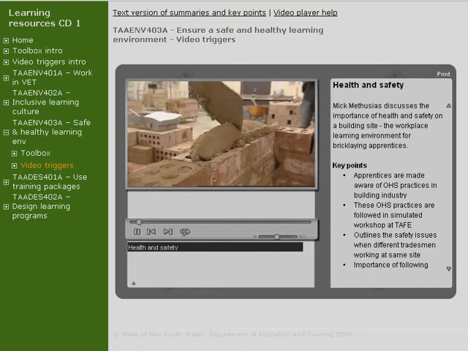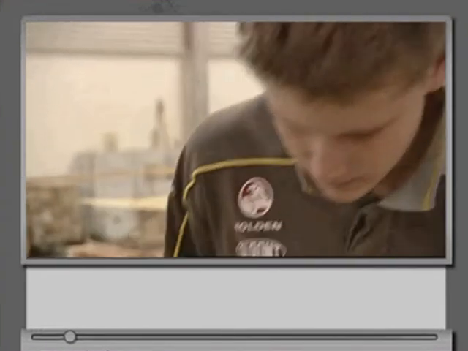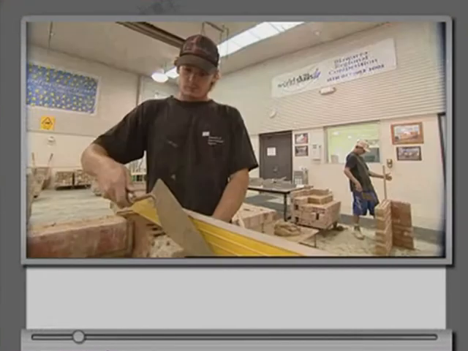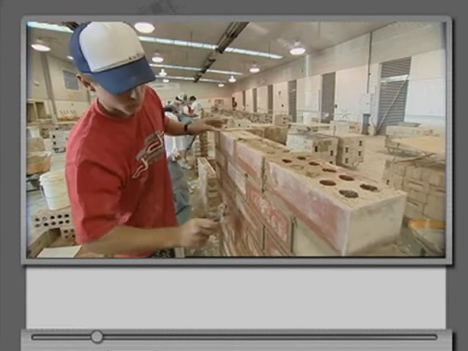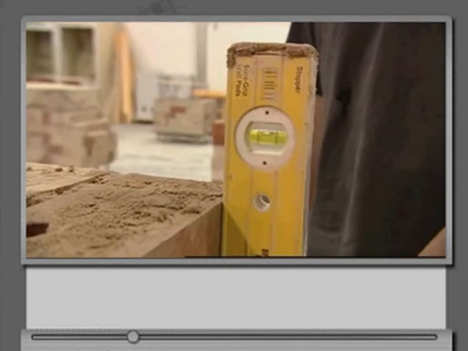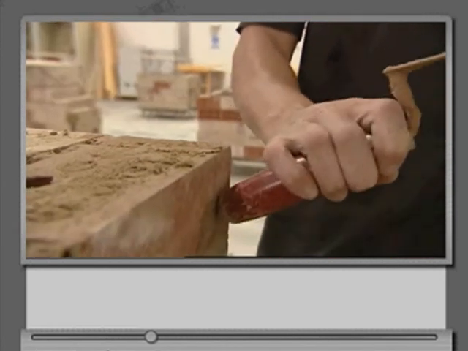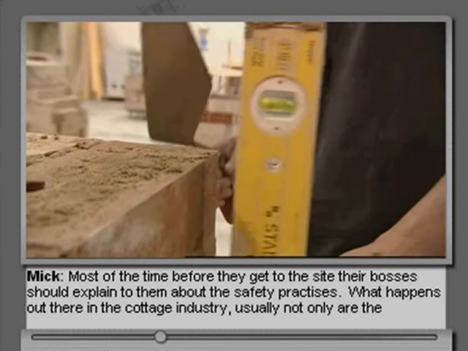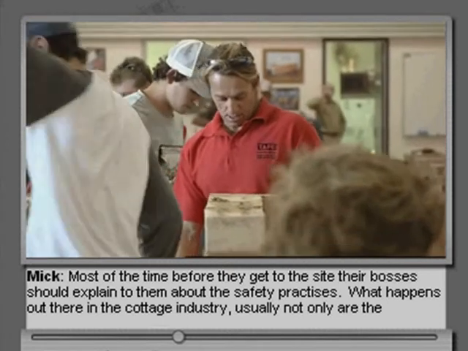We have a simulated workplace. So what we're watching here now is a bricklaying teacher outlining their simulated work environment, the practical side, outside in the workplace area. He's outlining some of the OHS issues that are relevant to this particular learning environment. The way we wanted to approach it was to keep it very authentic.